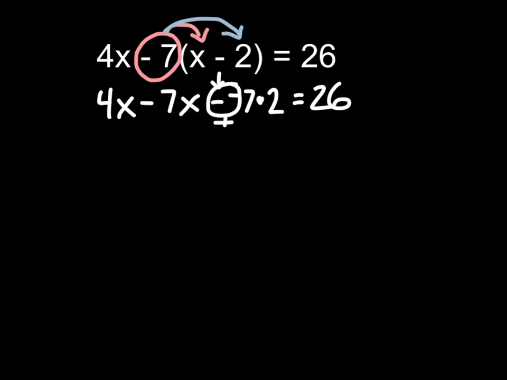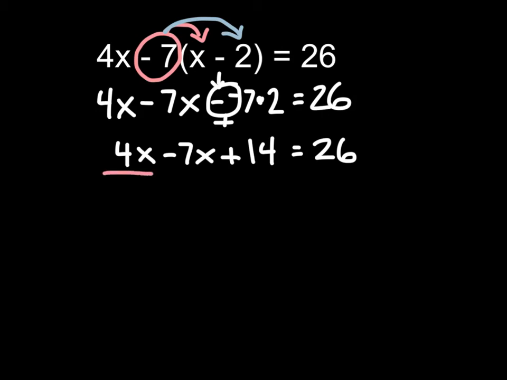Now at this point, because it looks a little messy, I'm going to rewrite it. Never be afraid to rewrite a step. It'll help you make less mistakes. So plus 7 times 2, we might as well simplify that as 14 equals 26. At this point, we have to combine like terms. We have a positive 4x right here, and we have a negative 7x right here. Positive 4 plus negative 7 is negative 3x plus 14.